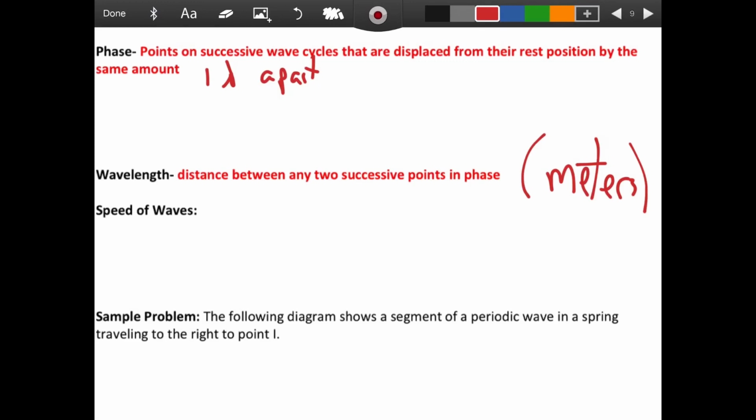Okay, and the last thing that we're going to introduce, we'll do the sample problem together on Thursday. But for the speed of waves, again, speed is a scalar, but it's going to be measured in meters per second. In your reference table, you can find this formula: the speed or velocity of a wave is equal to f, the frequency, times lambda, which is the wavelength in meters.